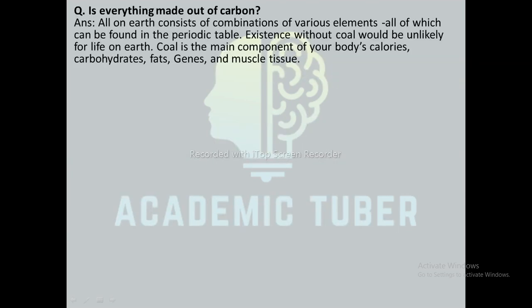Is everything made out of carbon? All on Earth consists of a combination of various elements, all of which can be found in the periodic table. Existence without carbon would be unlikely for life on Earth. Carbon is the main constituent of our body: calories, carbohydrates, fats, genes, and muscle tissue.